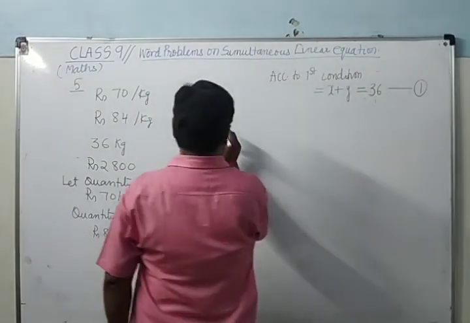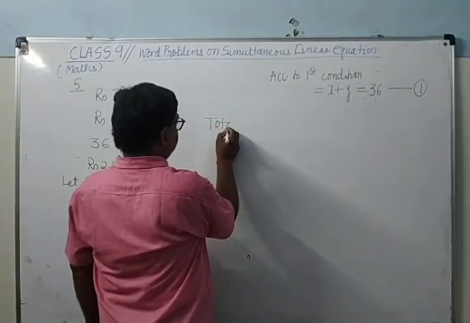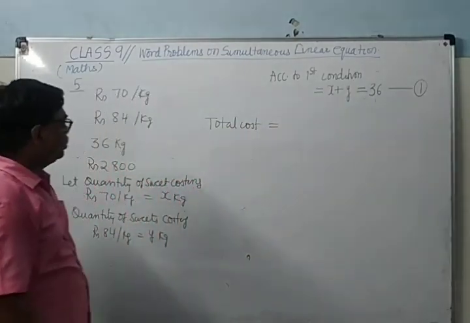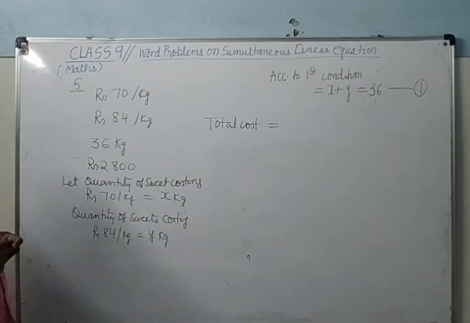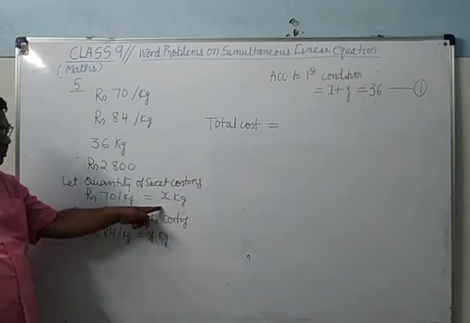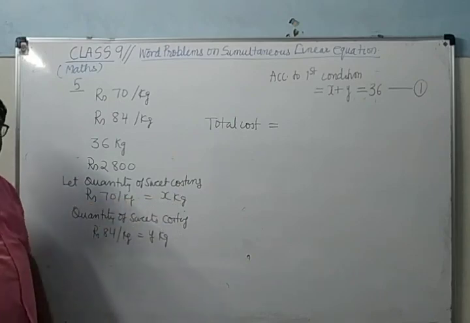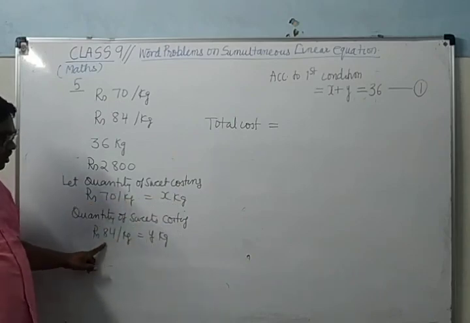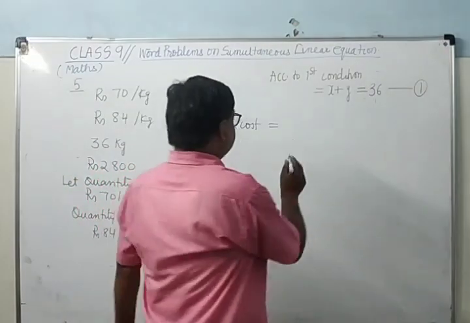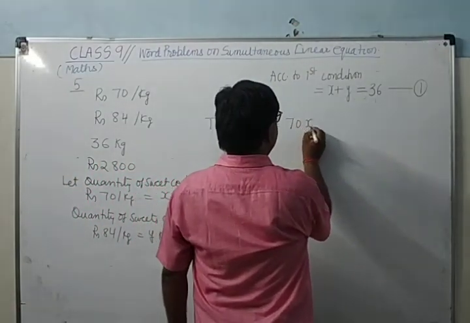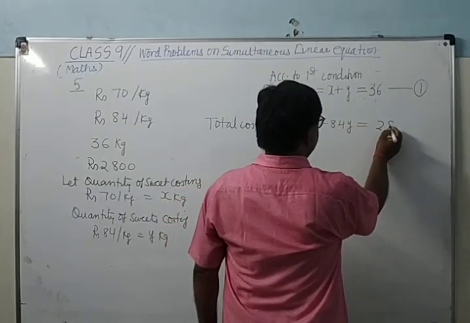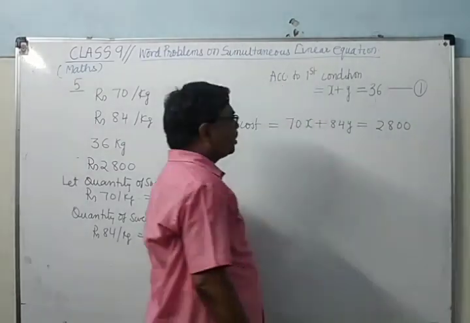Now total cost. So if you calculate the total cost of sweet from here, X kg is purchased at this rate. So what is the cost of X kg? 70 into X. Y kg is purchased at this rate. So what is the cost of this? 84 into Y. So it is 70X plus 84Y equals, in the question it is given, 2800.